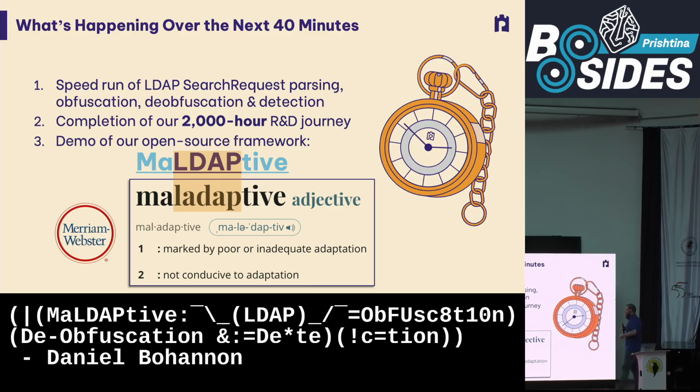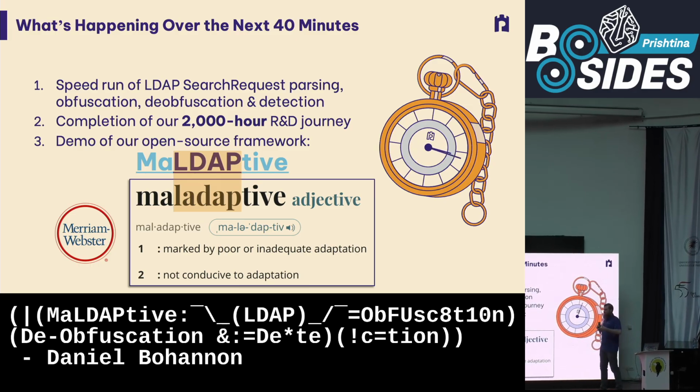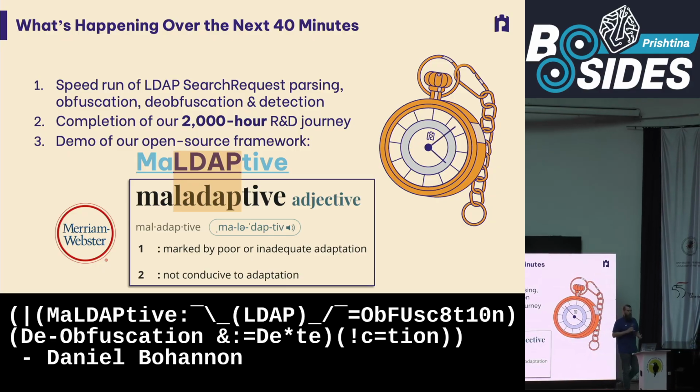So this presentation is going to be a speed run through all these elements of the LDAP protocol, how it works, and then some really fun and hopefully colorful and interesting ways that it can be obfuscated. This research Sabi and I spent over 2,000 hours on, which is too much time to spend on one topic, I assure you. And the name MaLDAPtive comes from the fact that the word maladaptive is typically something that is kind of rigid. It can't be changed or twisted.